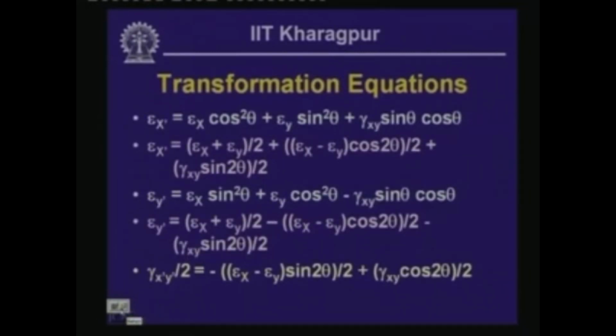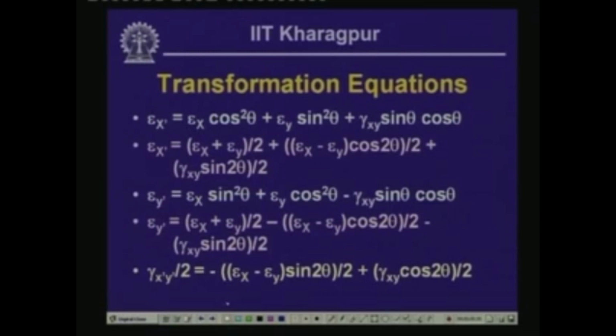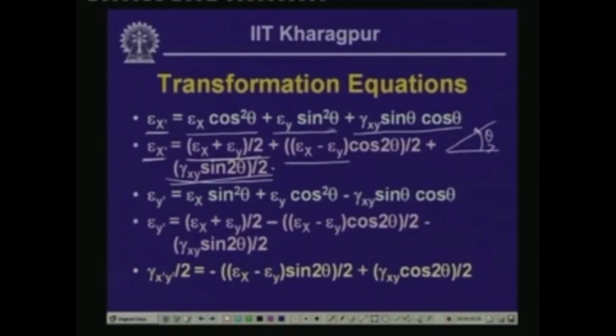Now, the transformation equations which we had derived: epsilon x, the normal strain in the x direction, is epsilon x cos square theta plus epsilon y sin square theta plus gamma xy sin theta cos theta, where theta is the angle oriented anti-clockwise with reference to the x axis. Thereby epsilon x dashed can be written as epsilon x plus epsilon y by 2 plus epsilon x minus epsilon y by 2 times cos 2 theta plus gamma xy sin 2 theta by 2.